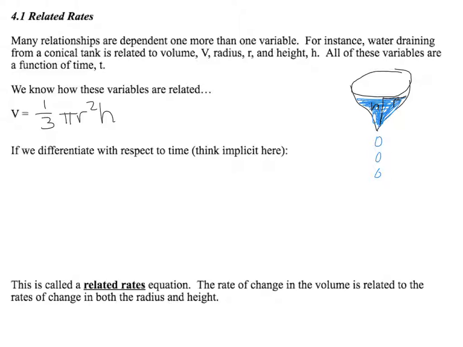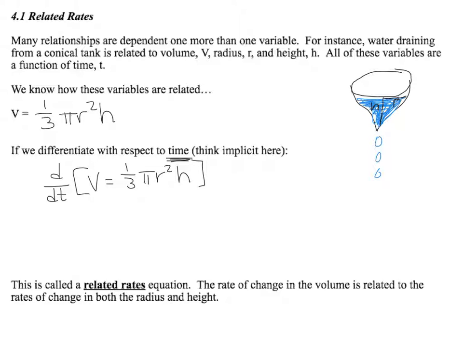And what we're going to be doing now is an implicit differentiation, and we are going to differentiate with respect to time, because as time goes by, things are going to change in our scenario. The rates of change are going to change, hence related rates. So we are actually going to take the derivative d/dt, the derivative with respect to time t, of our volume equation, 1/3 pi r squared h. So we're going to take the derivative of everything.